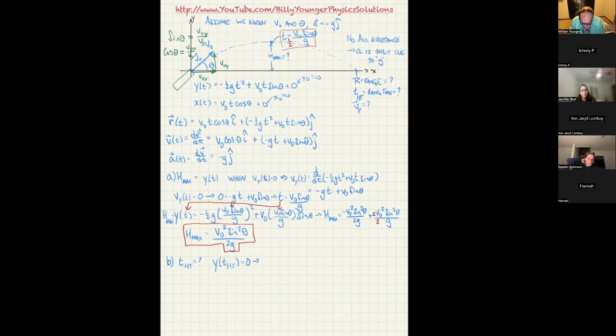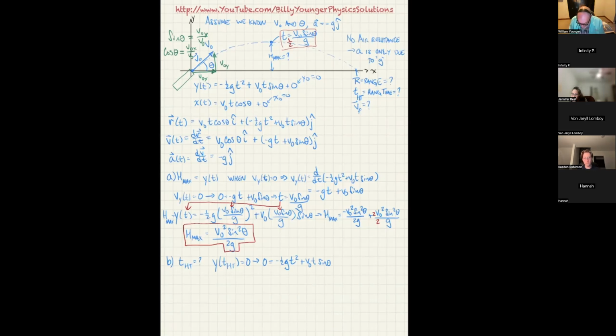So I'm going to say 0 is equal to negative 1/2 G T squared plus V0T sine theta. Now, hopefully y'all remember your rules of factoring. The first rule of factoring is whenever you go to factor something, the first thing you want to do is get rid of any greatest common factors so you can make the actual factoring process easier. So that's what I'm going to do here.